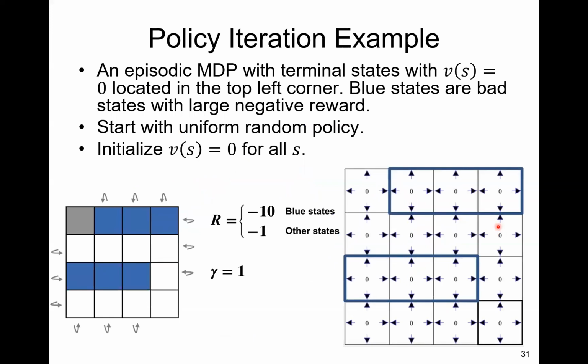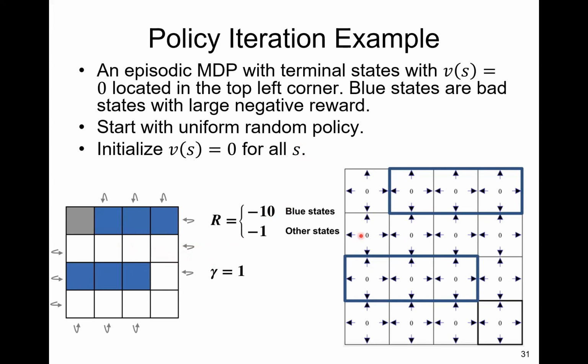So let's look at this example of a policy iteration. Now you have an episodic MDP with terminal states in the upper left corner. Blue states are bad states with a large negative reward, so you should try to avoid these states. So start with uniform random policy. The blue states have a reward of -10, and other states have a reward of -1.